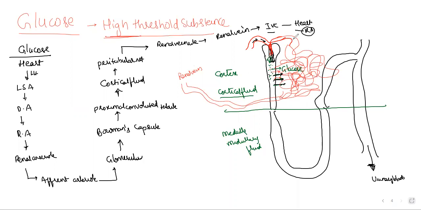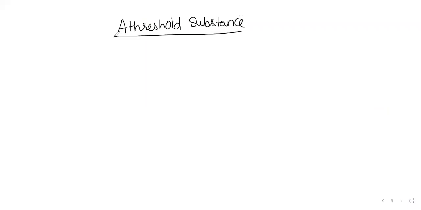Next, a similar kind of sequence, let's make it for a low threshold substance. Means the substance which we don't require. For this, I am using excretory wastes here. We can say bile salts. We can say oxalates. We can say hippuric acid. These are some kind of excretory wastes which we don't want at all. Okay, so let's see their filtration.